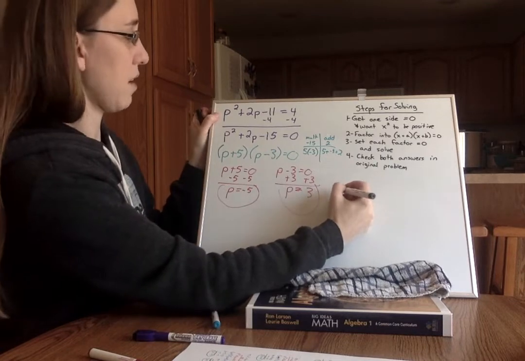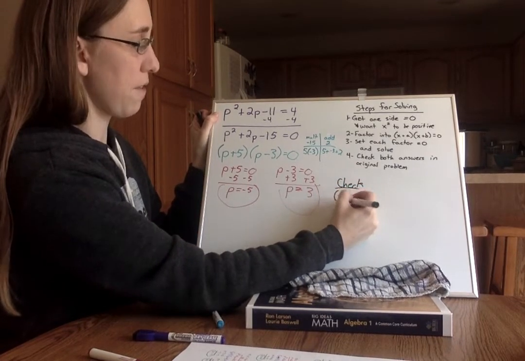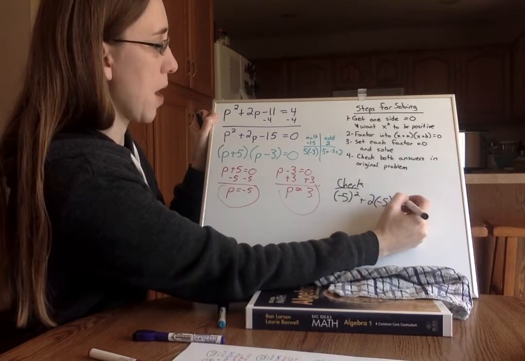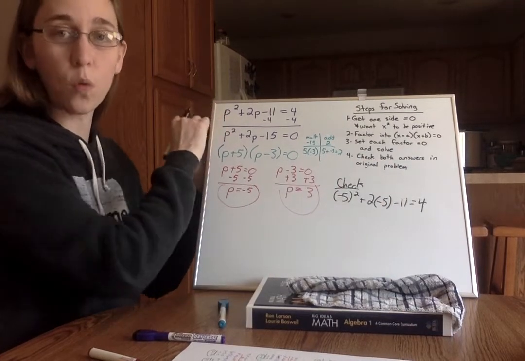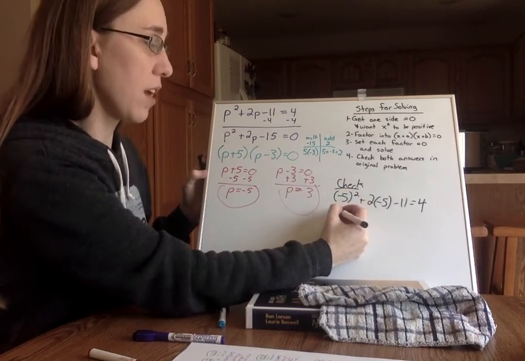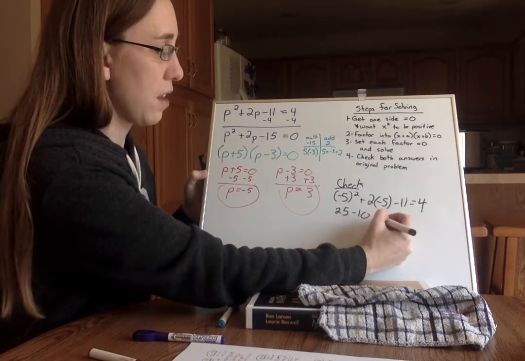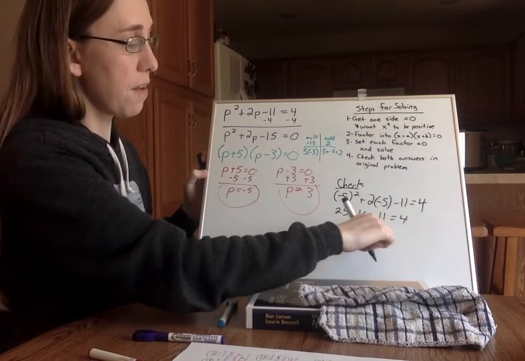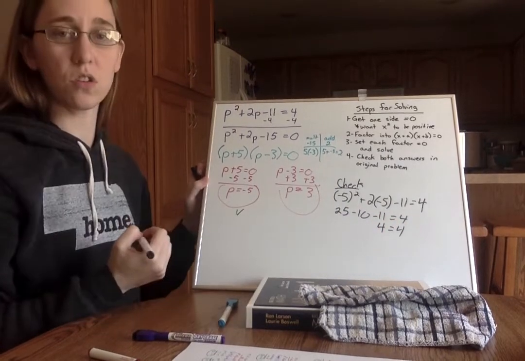So if we try the negative 5, and I'm checking, I'm going to get negative 5 squared plus 2 times negative 5 minus 11, and that should equal a positive 4. We got to go back to that original before we've done anything to it in case our first mistake was in the first step. So negative 5 squared is 25. 2 times negative 5 is negative 10. Minus 11 equals 4. Well, 25 minus 10 is 15. 15 minus 11 is 4. 4 equals 4. So we know this answer is correct.